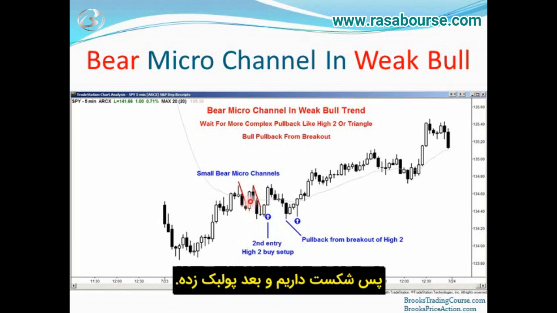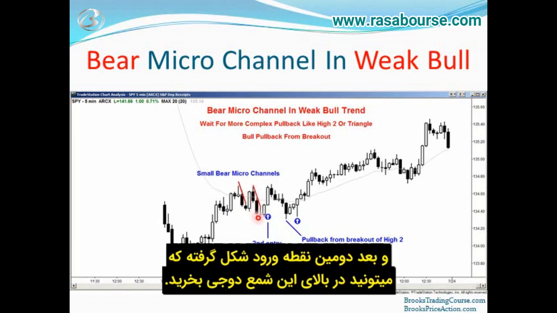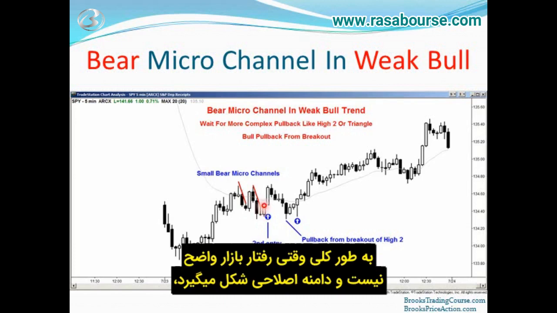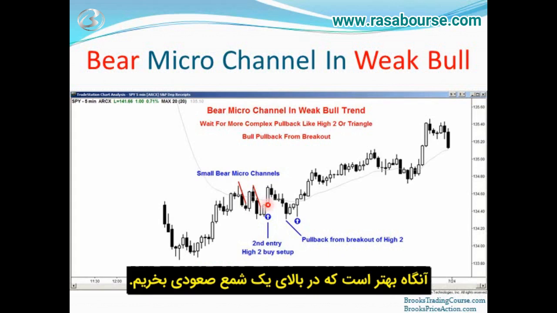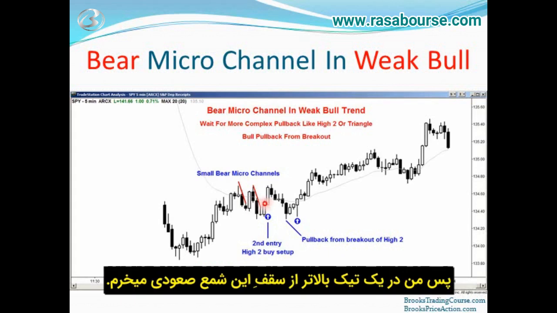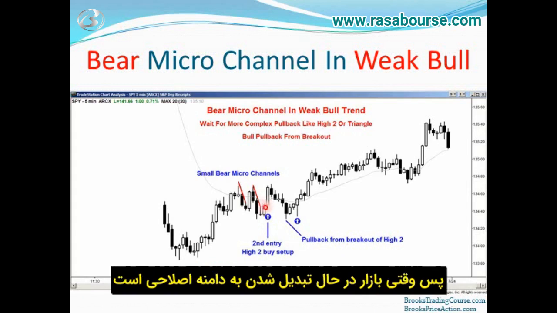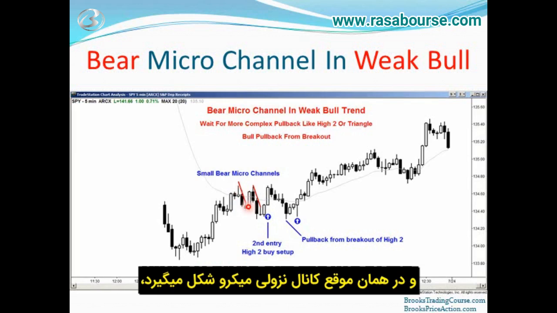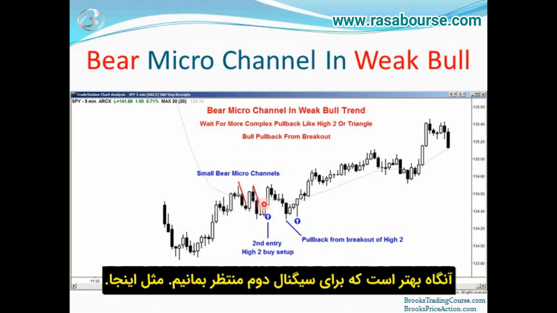So we have the breakout, we have a pullback, and a second entry. You could buy above the high of this doji bar. In general, when the picture starts to become less clear, more trading range behavior, it's better to be buying above the high of a bull bar. So I would buy 1 tick above the high of this bull bar. So again, a bear microchannel in a market that might be transitioning into a trading range, better to wait for a second signal here.